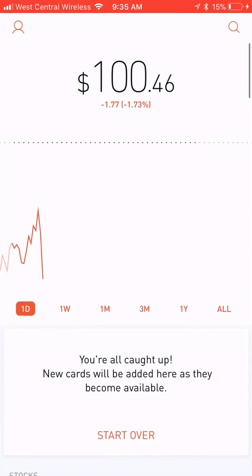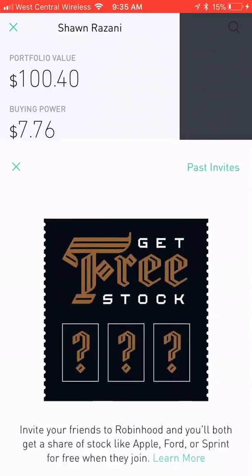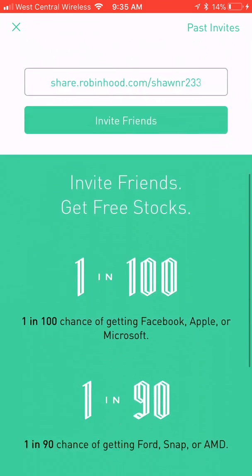If I go back here to the top and I click on the little person on the top left, it tells me what my portfolio value is, buying power. The section that I want to talk about here is free stocks. If I click on that, you can share your Robinhood app link with your friends or whoever, and if they sign up also, and there's no purchase necessary on this, all you have to do is set the account up. You actually get a free stock and they get a free stock.